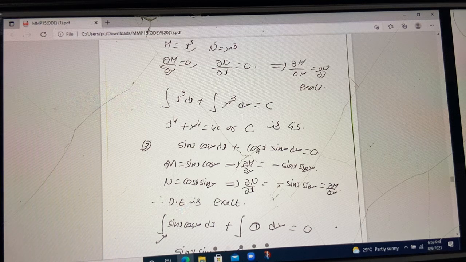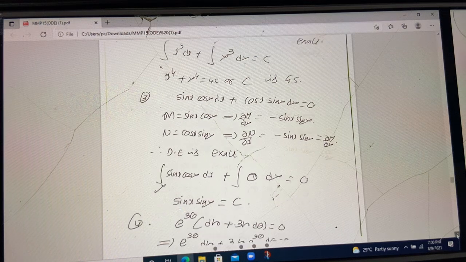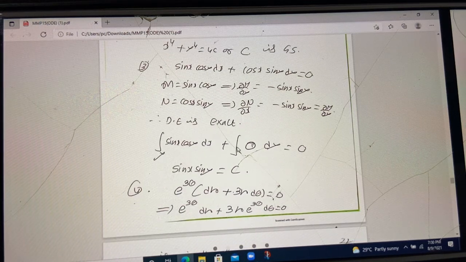This is M, this is N. ∂M/∂y is minus sin x sin y. ∂N/∂x is minus sin x sin y. Both are the same, so ∂M/∂y is equal to ∂N/∂x. So what is the solution? Integral of M dx plus the terms of N not containing x.